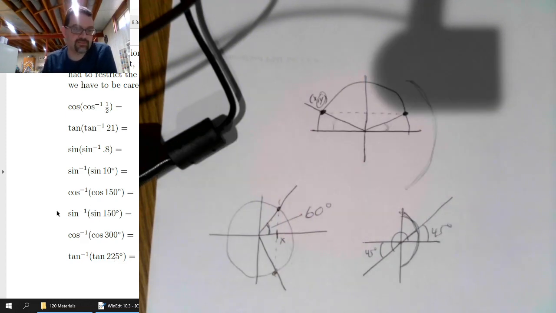So, just to recap, inverse sine of sine 150 is 30. Inverse cosine of cosine 300 is 60. Inverse tangent of tangent of 225 is 45. The first two, in which the inverse came second, basically actually worked out because 10 and 150 are in the range of those inverse trig functions, but that was not the case down here.